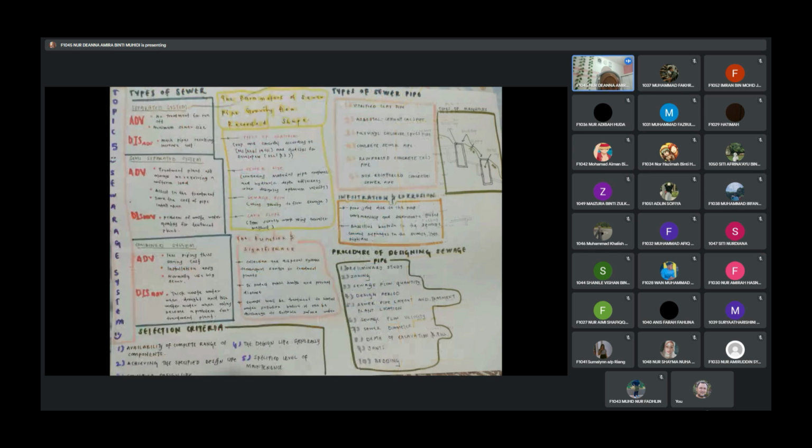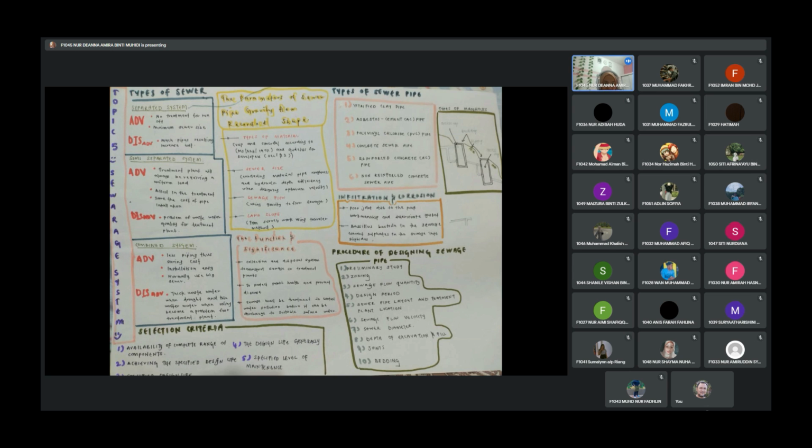Okay, next is topic 5. This topic is the sewerage system. It has three types: separate system, semi-separate system, and combined system. There are selection criteria, and the parameters of sewage pipe gravity flow: type of material, sewage size, sewage flow, and length and slope. Then there are types of sewage piping and the procedure of designing sewage pipe.